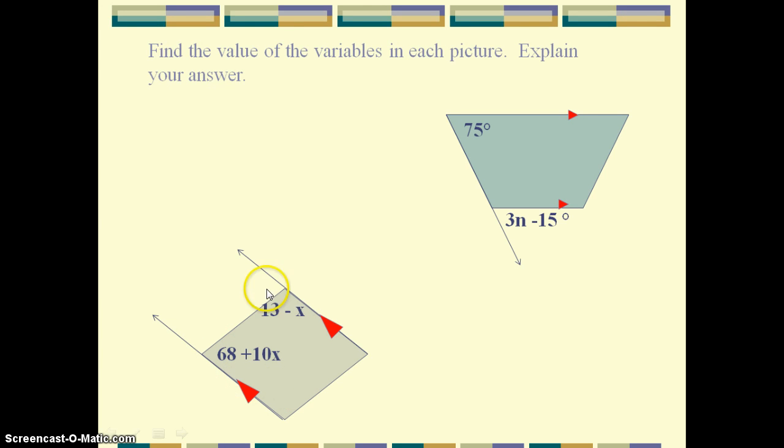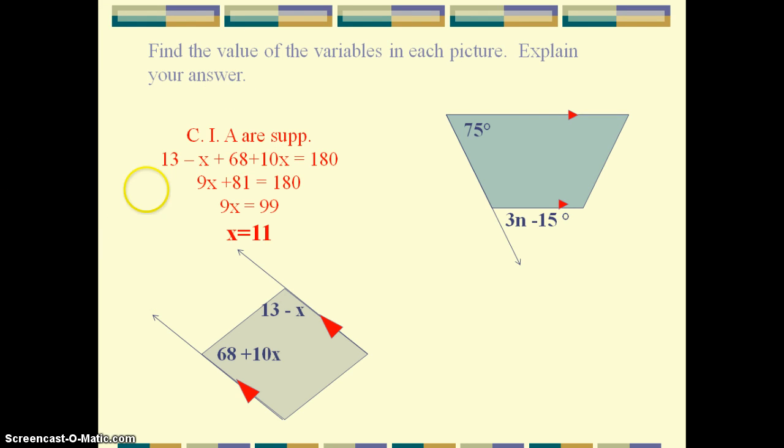So on the picture on the left, I have two angles between these two parallel lines. They're on the same side of the transversal, so these are going to be consecutive interior angles, which means that they are supplementary. So consecutive interior angles are supplementary, so I'm going to add the two angles up and set them equal to 180. Then I'll solve my equation to get that x is equal to 11.